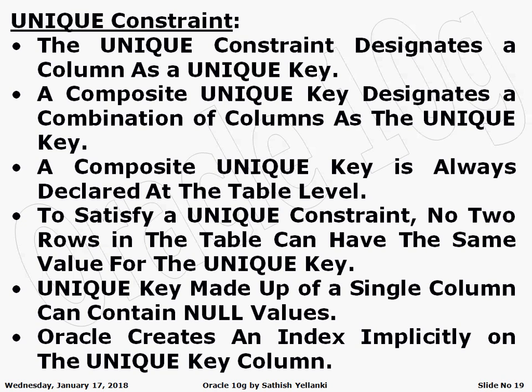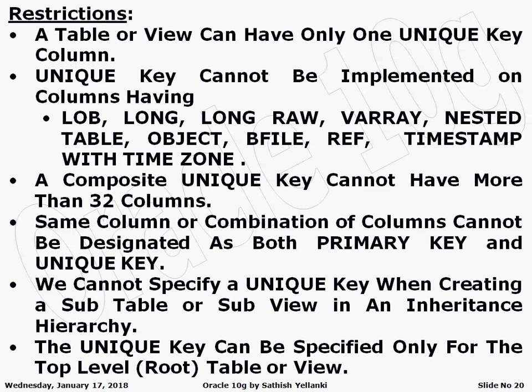So within one table, we can have any number of unique declarations. But where the confusion starts, when you take your restrictions, the first statement will give us confusion. A table or view can have only one unique key column. Many times students will misunderstand that as, one table or view can have only one unique constraint. He never said constraint, he said column. Be very careful.